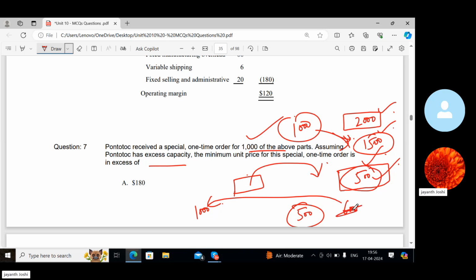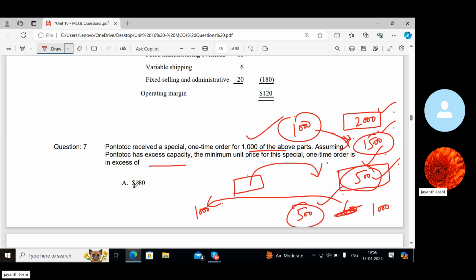Let's say I have a capacity of 1000 units, and 500 I always make. Now I have got an order for an extra 1000 units. So 500 I have to divert from here to here. For the extra 500 units that I can make, I have to divert from here to here. Finished.